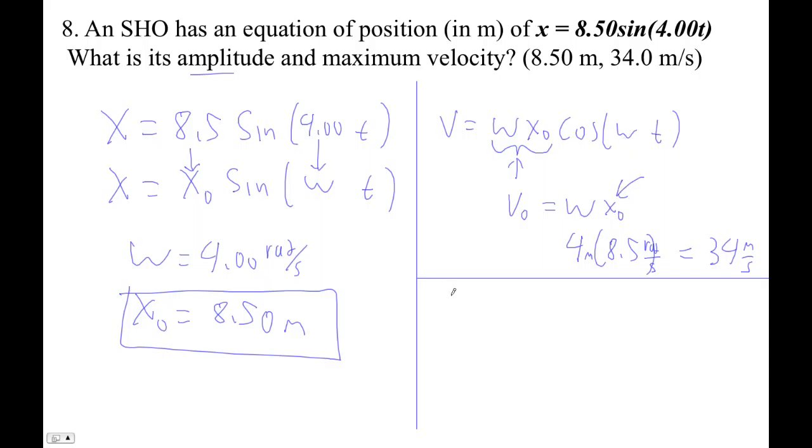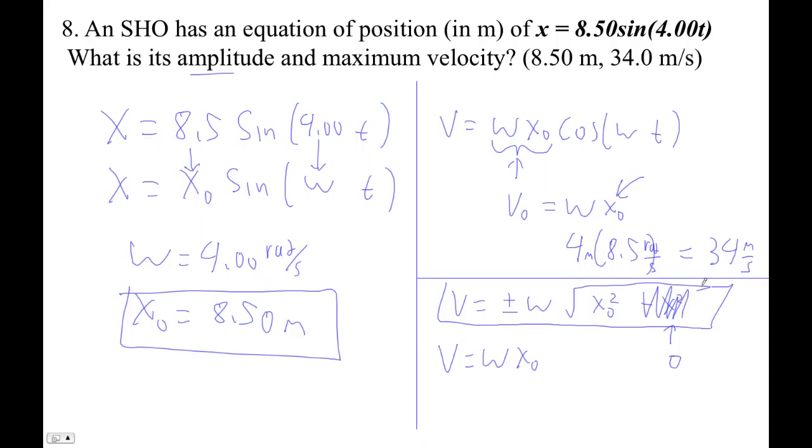The other thing to do is to use this formula. V is plus or minus omega square root of x naught squared minus x squared, right? The maximum velocity occurs when x is 0, so that goes away. And then you just get omega times the square root of the amplitude squared, which of course turns into omega times amplitude, right? And then you do it in the same place, right? So that formula is hidden inside of this one, right?